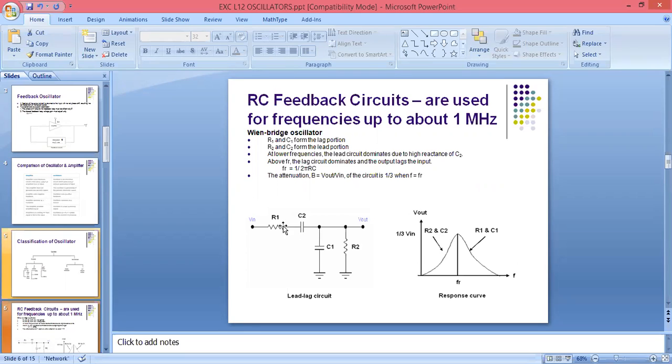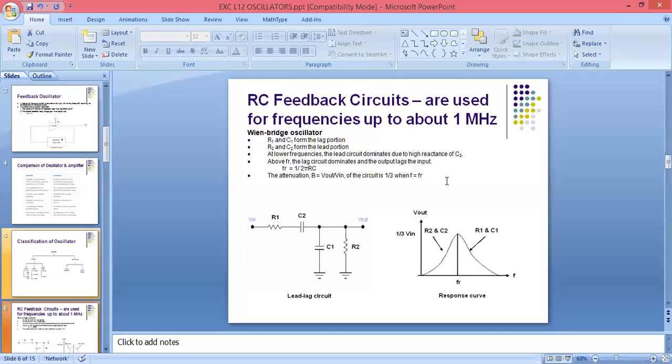This network in which we have used capacitor first and then resistor, what will we call this network? Lead network. And this is the graph for the lead network, for R2 C2. And if we are using lead as well as lag network, we can say that network is a lead lag network, and this is the output graph for the lead lag network.